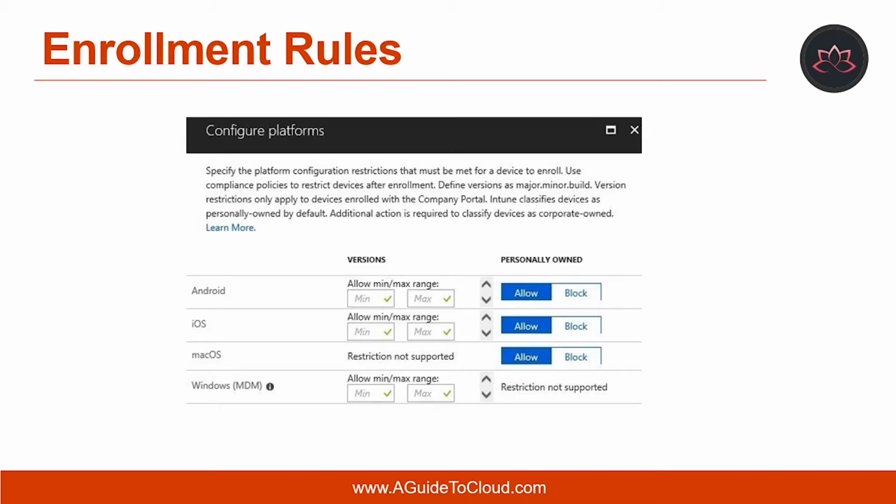And then the device platforms that can be enrolled. So you can decide whether to allow Android, iOS, macOS, Windows, or all of them. Another restriction you can apply is the required operating system version for iOS, Android, and Windows devices, which has the ability to set a minimum version and a maximum version as well. And finally, you can restrict enrollment of personally owned devices as well.